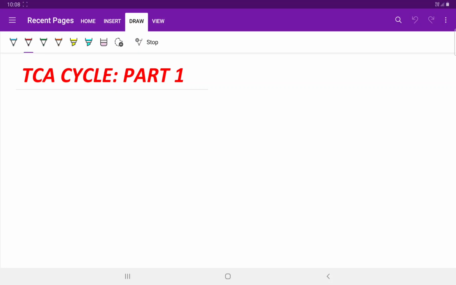Welcome students. So in today's lecture we shall be starting with the TCA cycle, also commonly known as Krebs cycle or citric acid cycle.